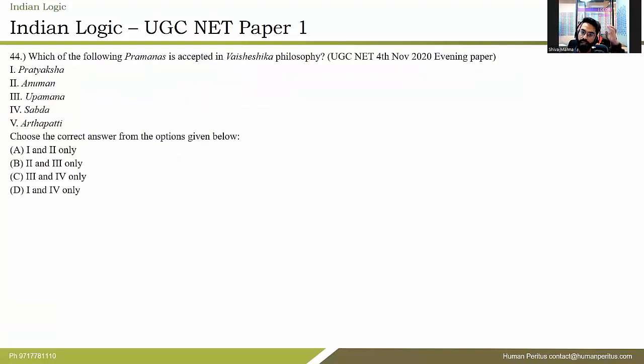Now, which pramana is accepted in Vaisheshika? Which has been accepted in Vaisheshika? Only two, Pratyaksha and Anumana. Upamana, Shabda, Arthapatti are not taken. So the correct answer is A.